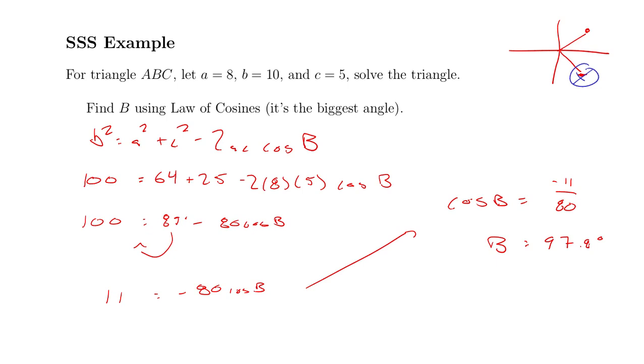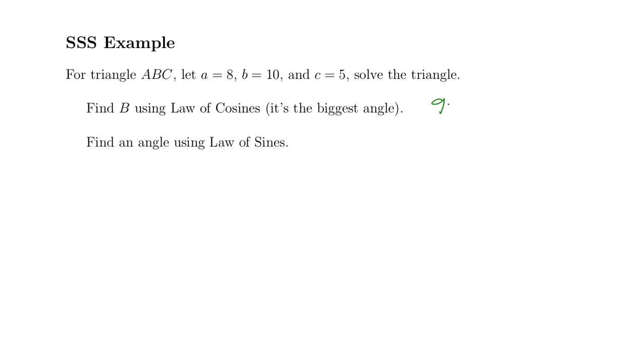So you don't have to do the biggest one first, but for whatever reason, that's what a couple places suggest. So what was that? Angle B is 97.8 degrees. Let me write that here. And now we've got an angle. So that's B. So we can connect that here and then go from there.